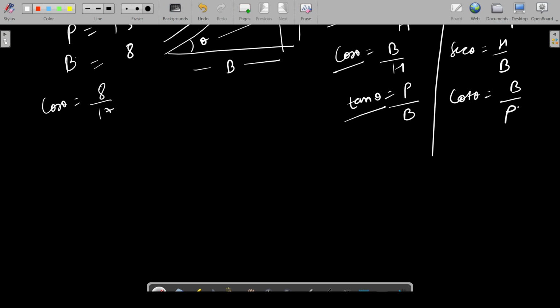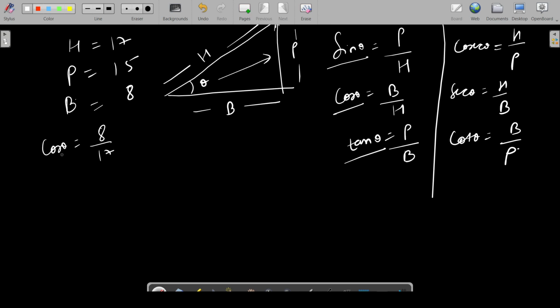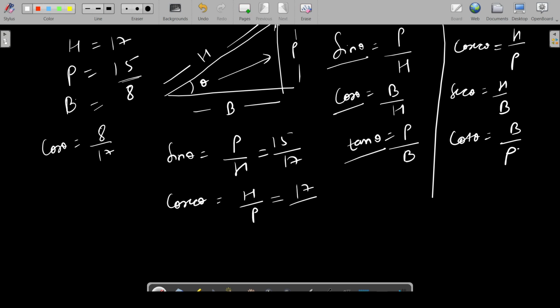Now if I talk about sine theta, sine theta is perpendicular upon hypotenuse. What is perpendicular? 15. So 15 upon hypotenuse 17. Cosec theta is just the reciprocal of this, so it is 17 upon 15. Now cos theta is given, so we can find sec theta. Sec theta is hypotenuse upon base, hypotenuse is 17, so 17 upon 8.